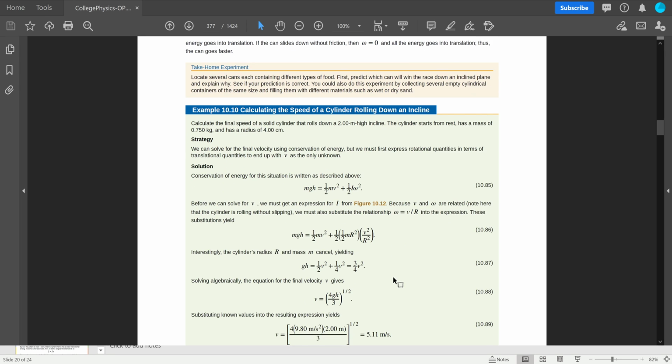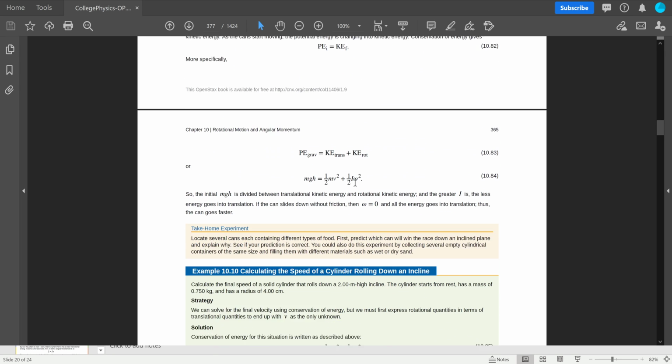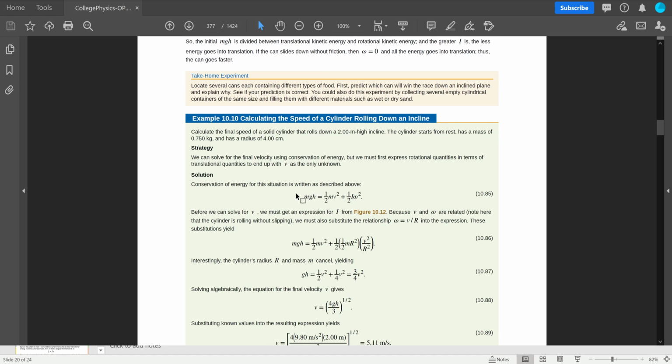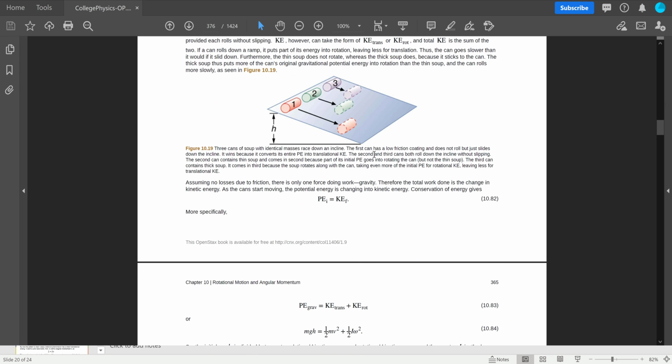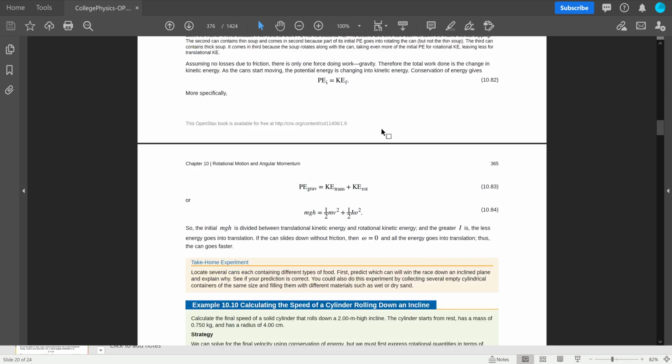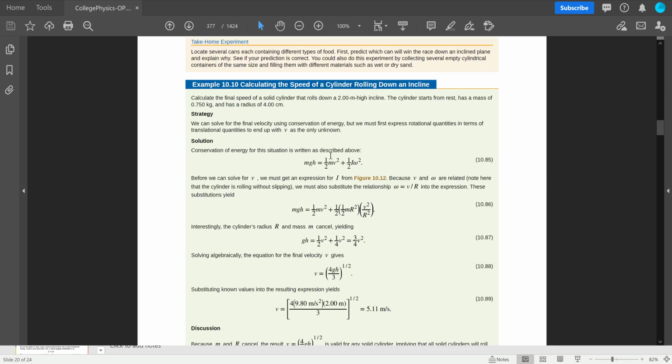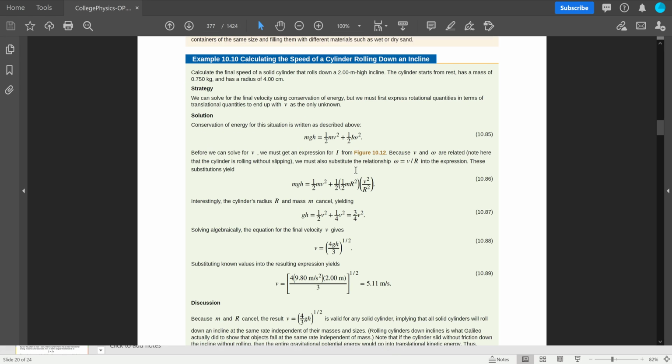So for here, we know that it's starting from rest. So we have our potential energy, right? Because it's starting from rest, there is no kinetic energy on the left side. And on the right side, we know that it's rolling down, so there is some kinetic energy. But now we also have to take into account our rotational kinetic energy. So that's why you have our 1/2 mv squared, which is our translational kinetic energy, and 1/2 I omega squared, which is our rotational kinetic energy.